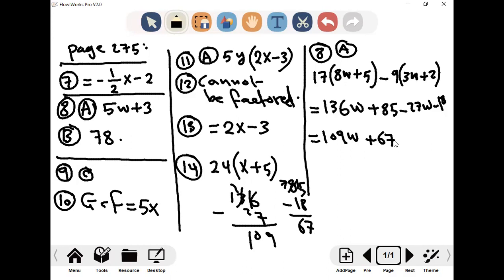This is part A, and you need to do what? Factoring. Let me check just the calculations. 17 by 8, 136, then minus 27, 109. Okay. Now you need to factor it.